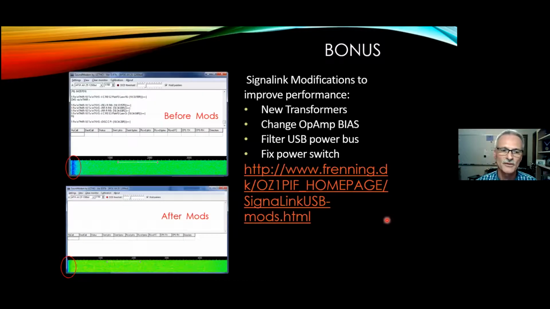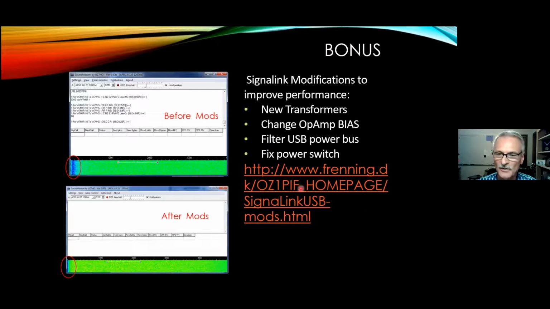If you do have that signal link and it's one of the old ones, this is what mine looked like before I did modifications to it. You can see down here at the low end of the audio spectrum, it was pretty darn ugly. After doing some work on it, I put new transformers in mine. By the way, I've ultimately taken them out altogether, but I did put new transformers in there, changed the op-amp bias control and put some filtering on the USB power bus, and made the power switch actually turn the power off to the device, which it does not do from the factory. And after those mods, you can see it actually cleaned up the low end frequency response quite a bit.